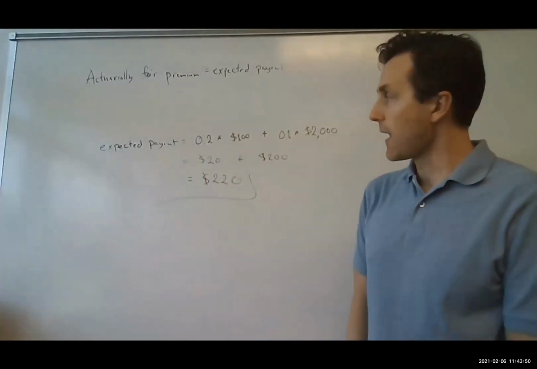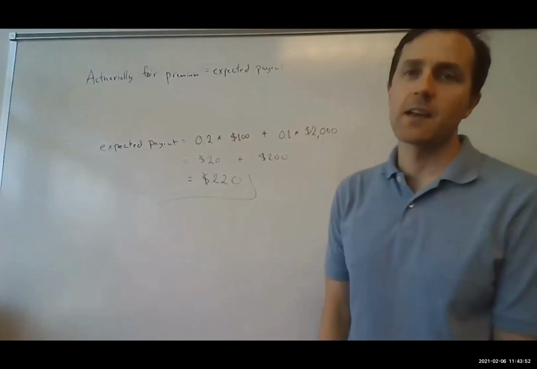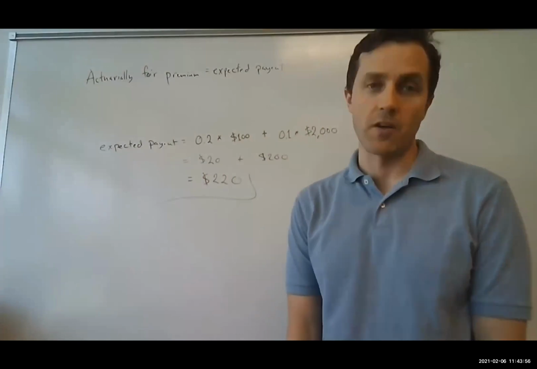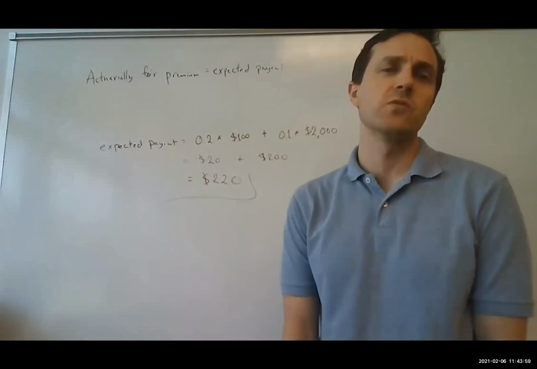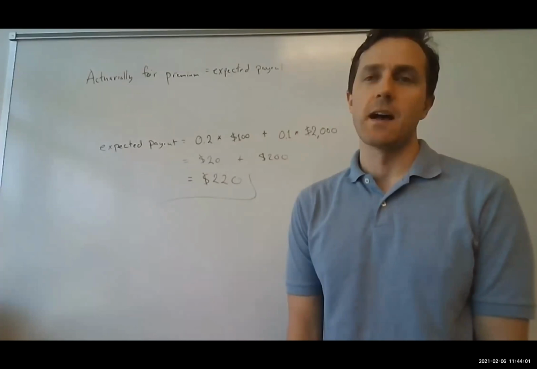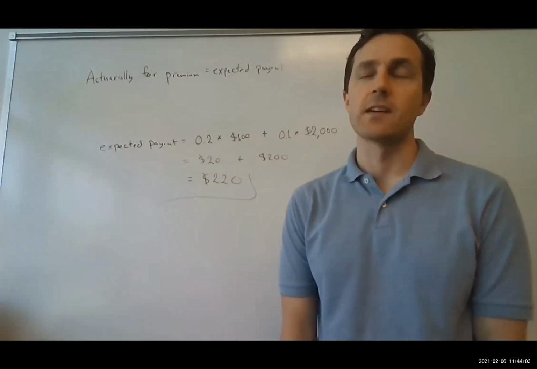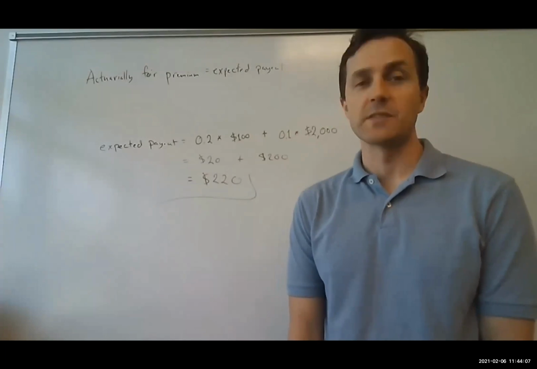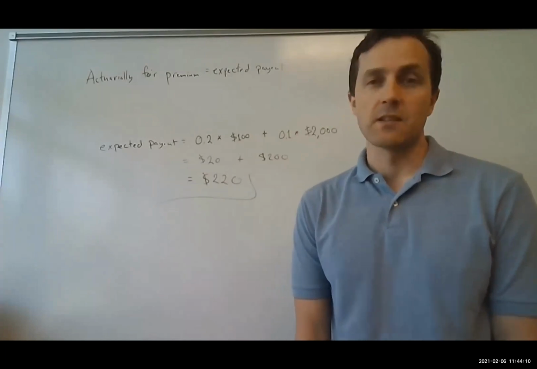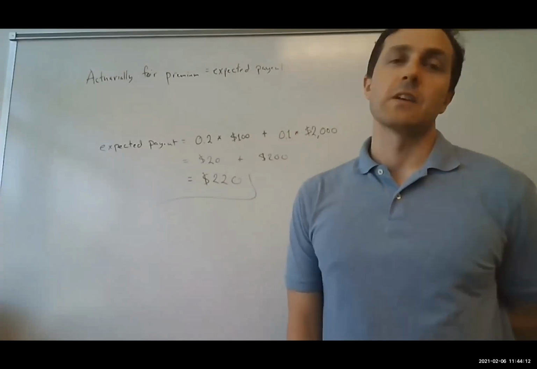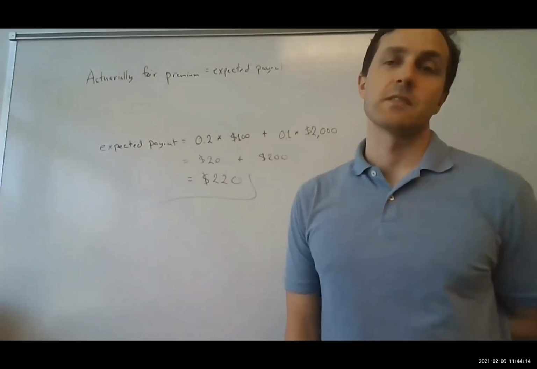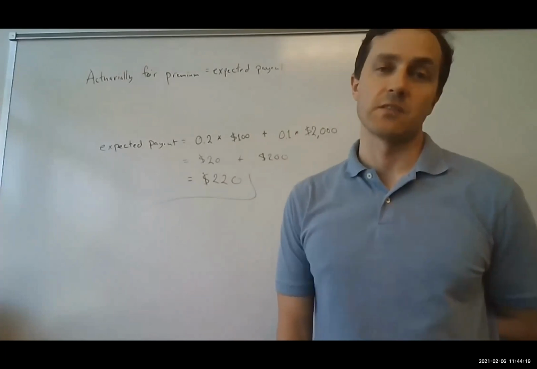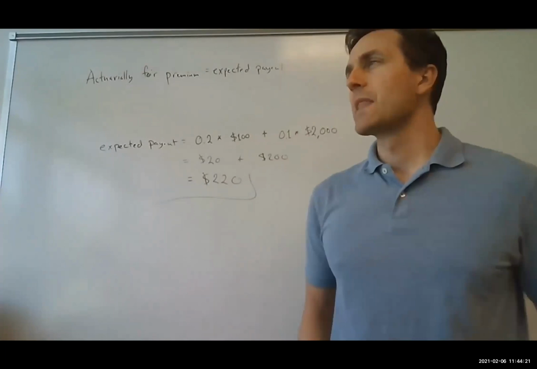And as a simple example, let's think about some actuarially fair car insurance. Let's suppose that there are two types of accidents. The first is fender benders, and let's say that they cost $100 and they happen to 20% of drivers each year. And the second is collisions, which cost $2,000 and affect 10% of drivers each year, right? So a very simple example, right?